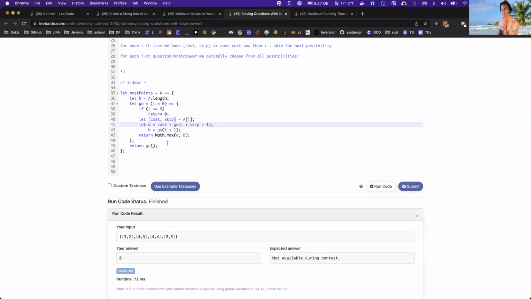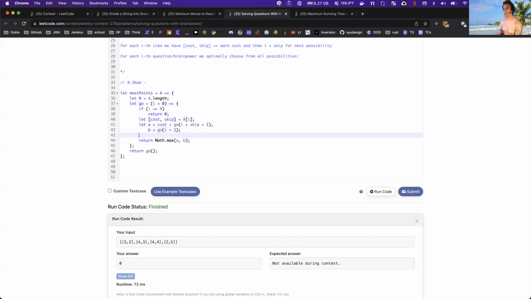I plus 1. Cost is 3, skip is 2. 3 plus go 0 plus skip, 1, 2 plus 1 is this guy. Actually, 3 plus 2 is 5. Otherwise, do 4 or 4. So it should be 5. What the heck? Man, I'm missing something basic here. I'm having a hard time with my recursion this morning.